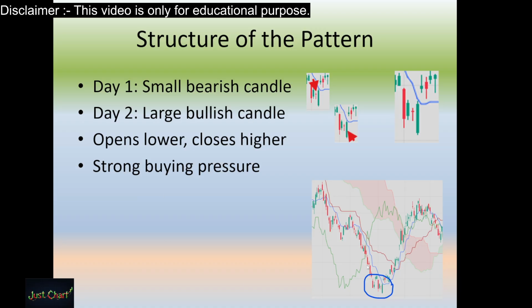This is the whole chart, and this is a magnified section cut from this particular chart. Strong buying pressure. For confirmation, the second thing we should see is that the volume on the first day will be lower than the second day. Basically the green candle will have more volume than the previous day's candle. That is the second confirmation. So this is the structure of the pattern.